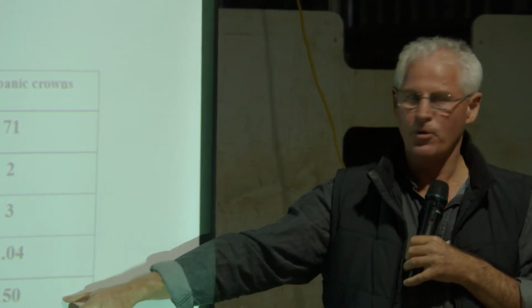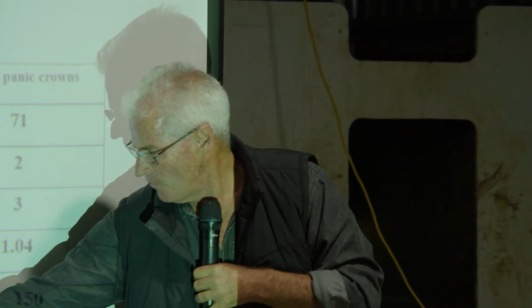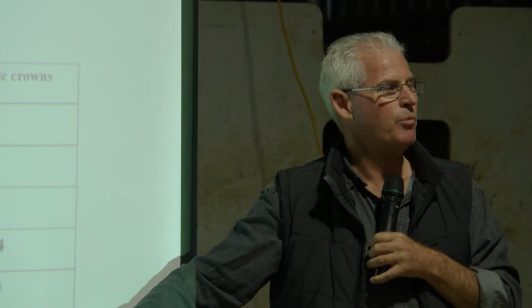Potassium, 44 to 150. Marginal deficient to, geez, that's more like clay. Sulphur, 2.7 to 7.9. The really interesting one, I didn't believe this. A few days before I got this, I went to an Elaine Ingham seminar, and she said, if you get the biology right, your pH will increase and you won't need lime. Oh, yeah. And she explained it, but I was a bit sceptical. A few days later, I got the results. 5.8 without perennials, 7.1. She was right.